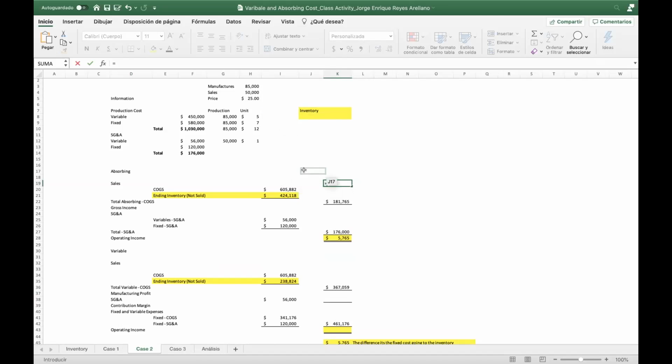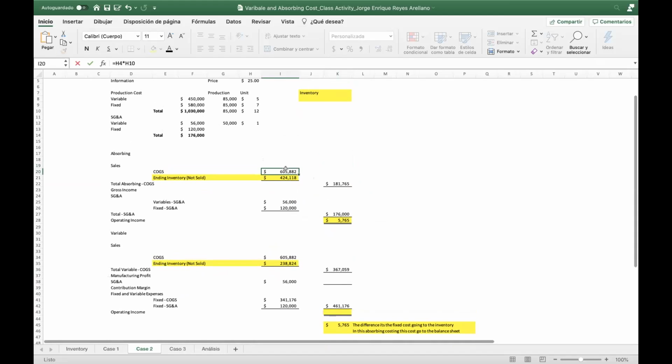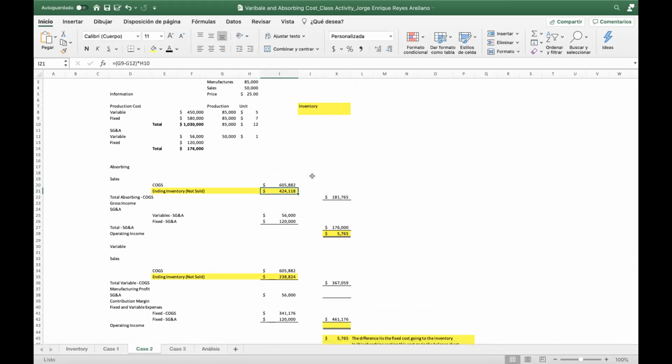And also you should have valued the inventory. Okay, someone is calling from another room. Please do your sales, calculate your inventory, and remember that absorbing costing has both fixed and variable cost inside the cost of goods sold, and the variable costing is only variable cost inside the cost of goods sold. So those two numbers cannot be equal. Okay, sure, teacher.